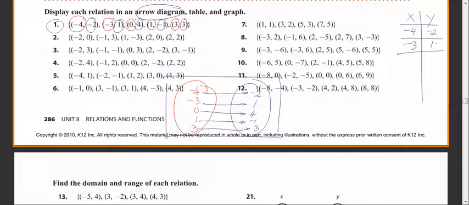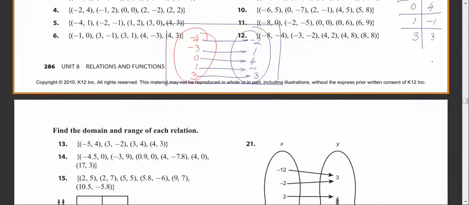-3 and 1, 0 and 4, 1 and -1, and 3 and 3. Okay? And now to graph it, you will use a graph and you will plot all these points. And that will do it.